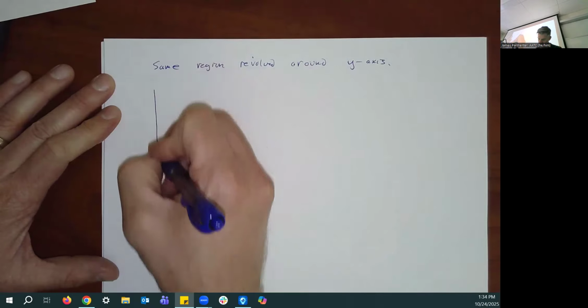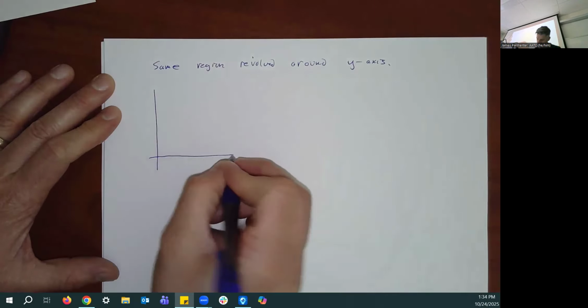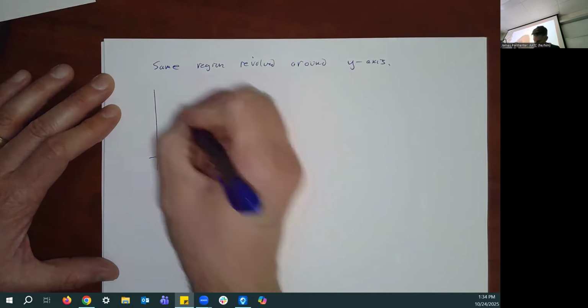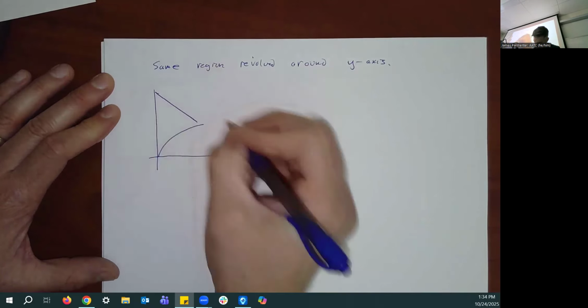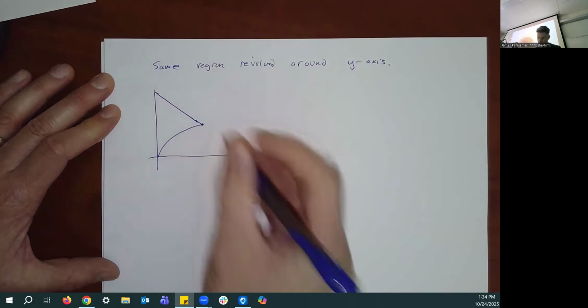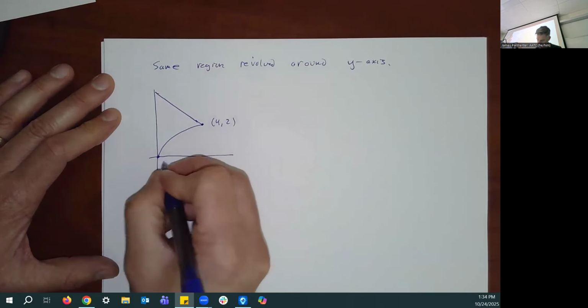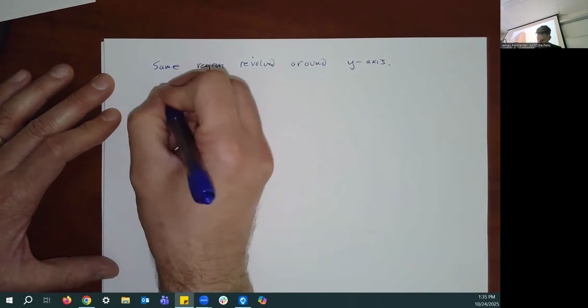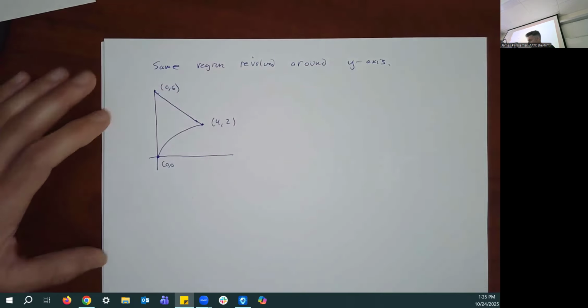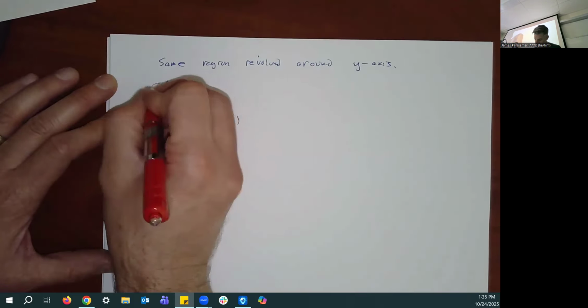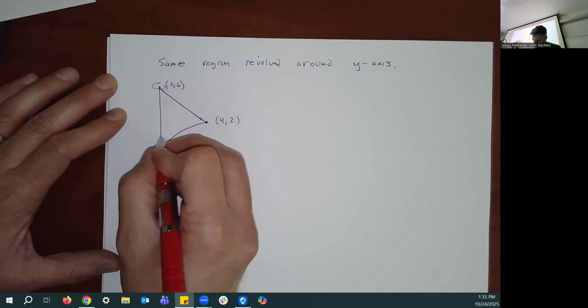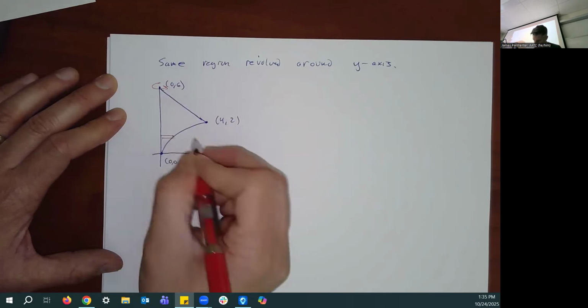So let's draw it again. I'm going to draw it again. You don't have to. I should label this point here. That's 4, 2, 0, 0. That's 0, 6. And now, if we're going around the y-axis, we have a horizontal strip here and a horizontal strip here.